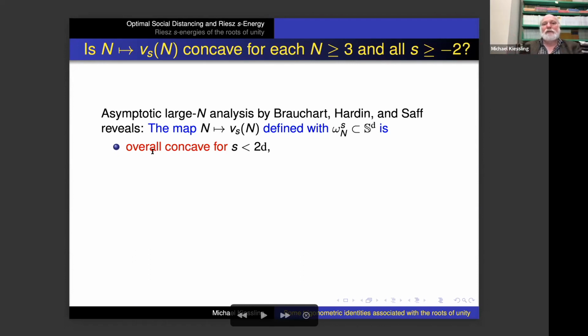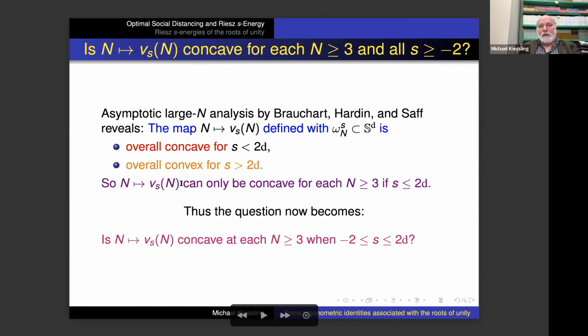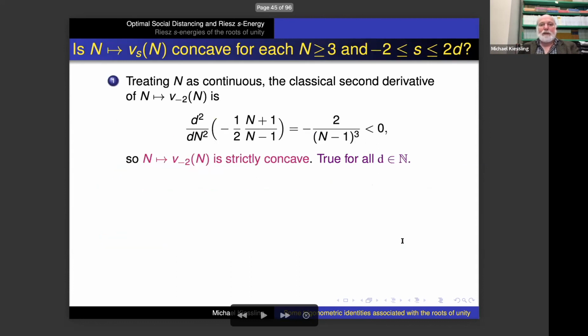And therefore the function will be overall concave when s is not bigger than 2 times the dimension of the sphere. However, it's overall convex when s is bigger than 2 times the dimension. And so that means that our map we are interested in from n into the average optimal Riesz energy can only be concave when s is not bigger than 2d. Question now becomes, is it concave when s is between -2 and 2d?